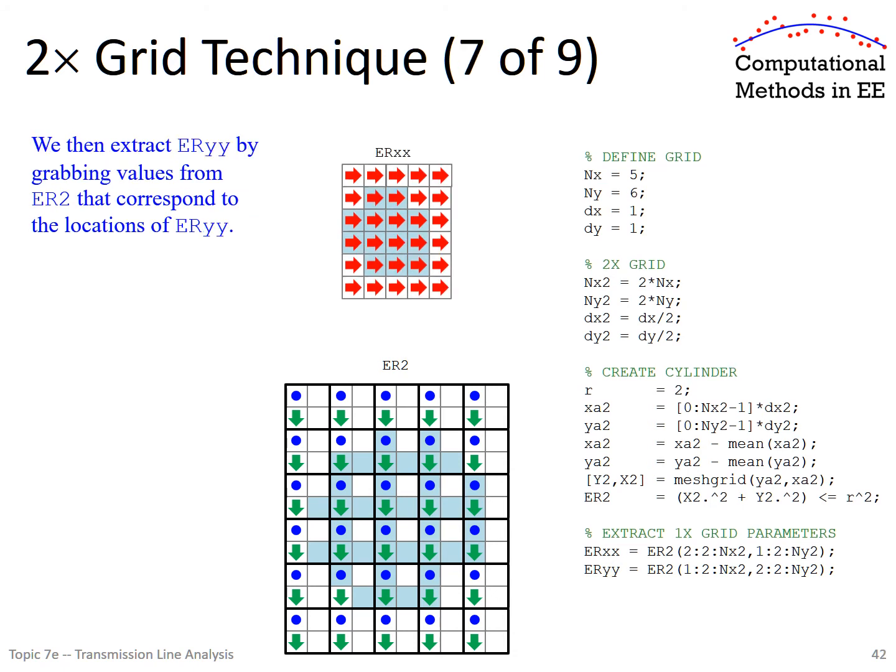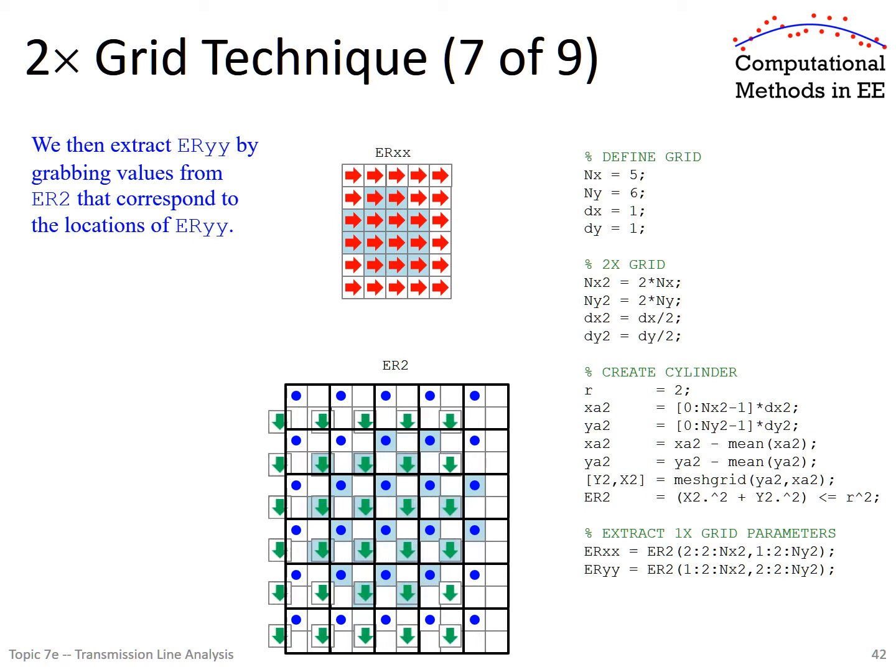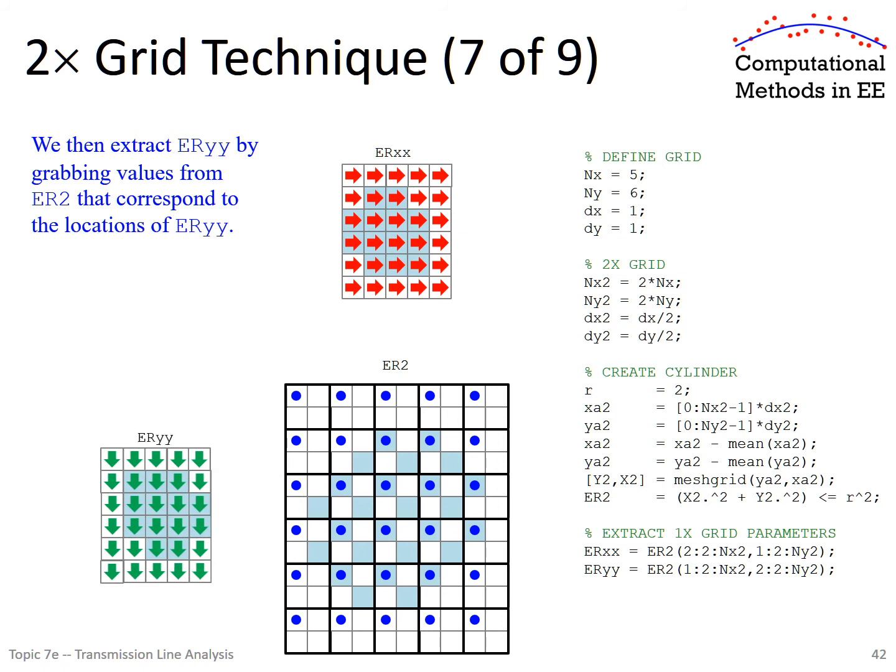Now we want the epsilon yy. So we're going to look everywhere there's a green arrow and pull off the materials from those points. Let's go ahead and animate that. That is our epsilon yy array, and we can do that with just one line of code in MATLAB. So we built the cylinder on our single 2x grid. We called that ER2, and then from that we extracted epsilon xx and epsilon yy. We're back to our ordinary 1x grid now, and we can forget about the 2x grid.